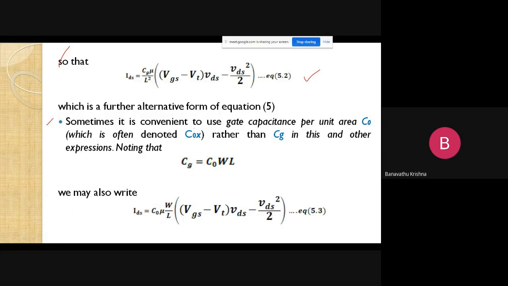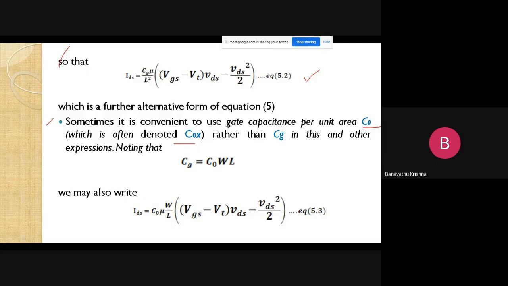Sometimes it is convenient to use gate capacitance per unit area, nothing but C naught. They represent it with C naught, which is often denoted as C naught X also, because X is the distance. If the distance increases, the channel will be affected from source to drain.